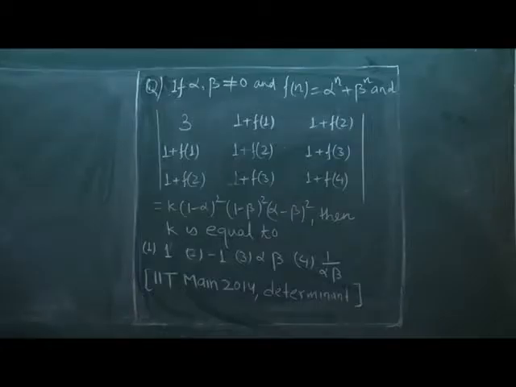If alpha beta is not equal to 0 and fn is equal to alpha to the power n plus beta to the power n, and the value of the determinant |3, 1+f1, 1+f2; 1+f1, 1+f2, 1+f3; 1+f2, 1+f3, 1+f4| is equal to k(1 minus alpha) square, (1 minus beta) square, (alpha minus beta) square, then k is equal to: first option is 1, second option is minus 1, third option is alpha beta, and fourth one is 1 by alpha beta.